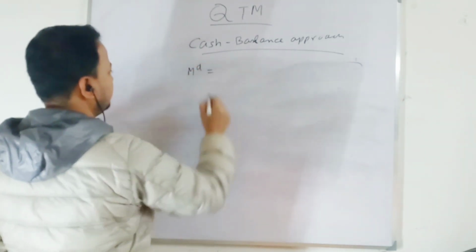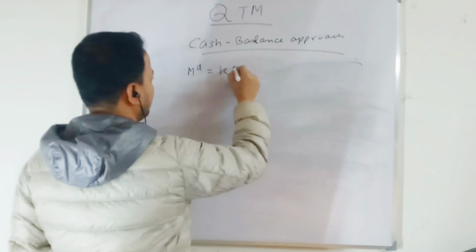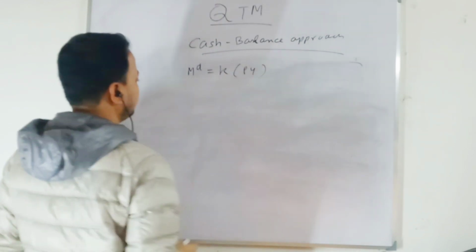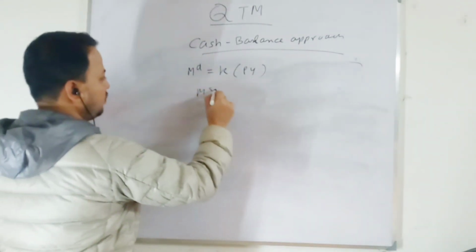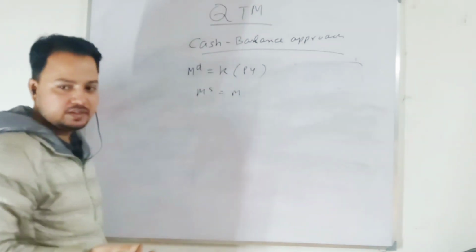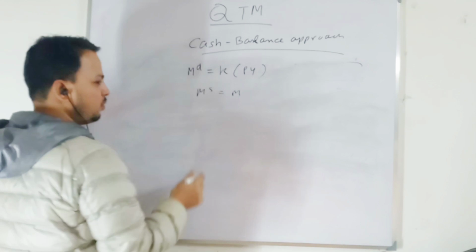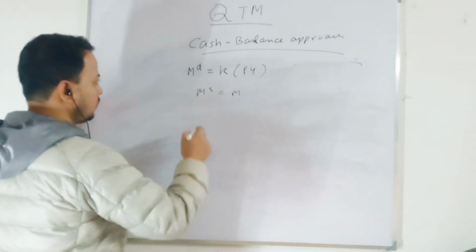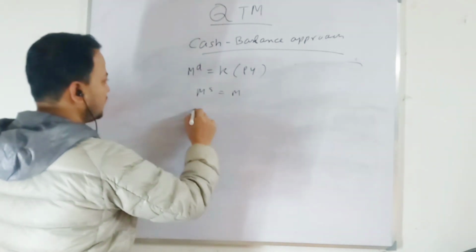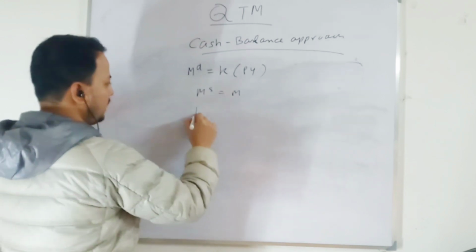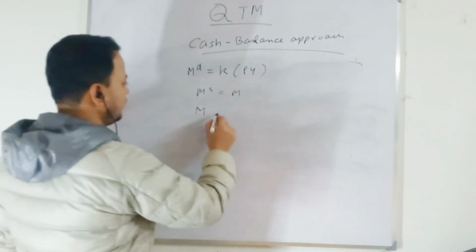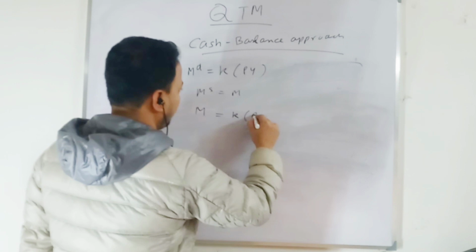So money demand is some proportion of your value of output, and money supply is determined by the monetary authority, say M. Initially it is 1000 in our example. Suppose the economy is in equilibrium: money demand must be equal to money supply. That will determine the value of money, M, and it will be proportional to your value of output.